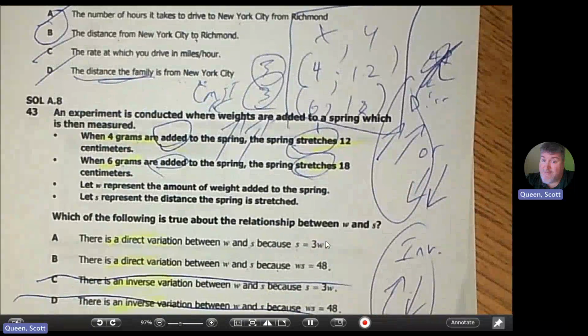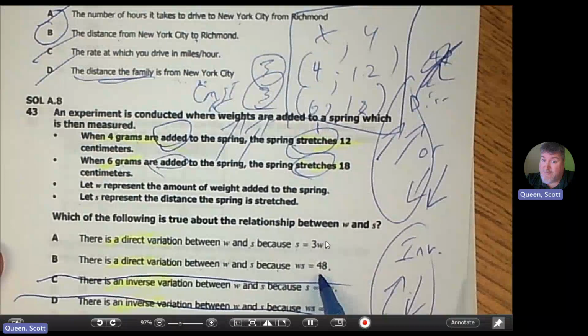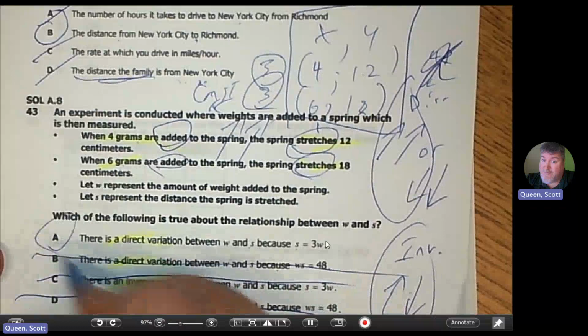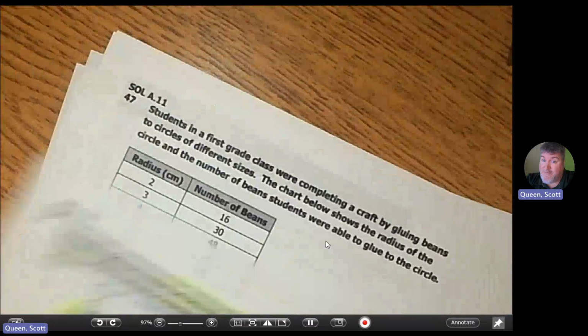Interesting, interesting. Do we see 3 down here in A and B? Do we see 3 down here in A or B? Yes. Do we see 48? Yes. Did 48 work for us for both? Eliminated. It's got to be this. Did that make sense? Did I have to know everything about variation? No, but I did need to know something about direction. That's how I looked at it. 43 was A. All right, moving on.